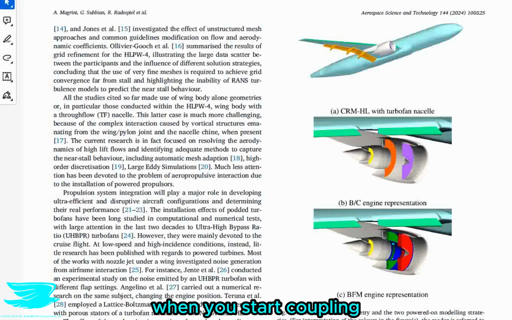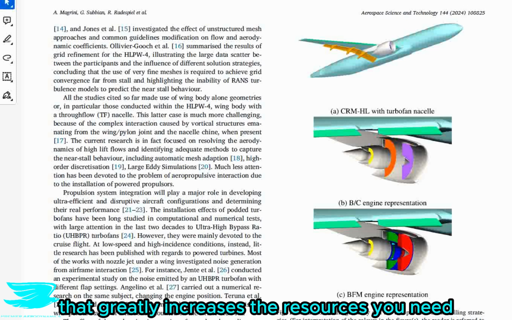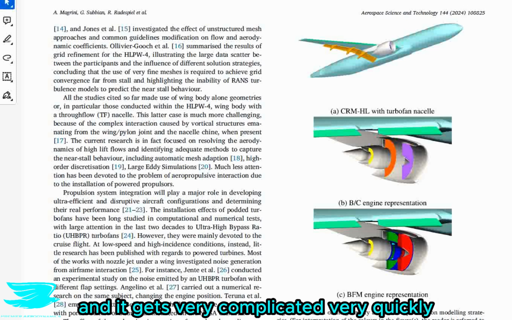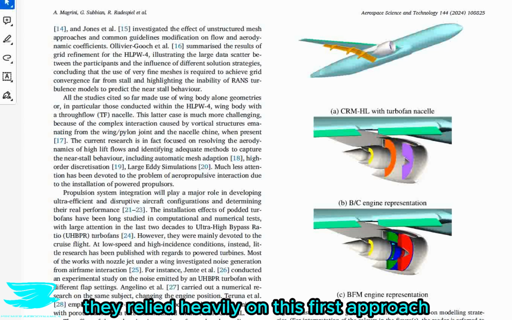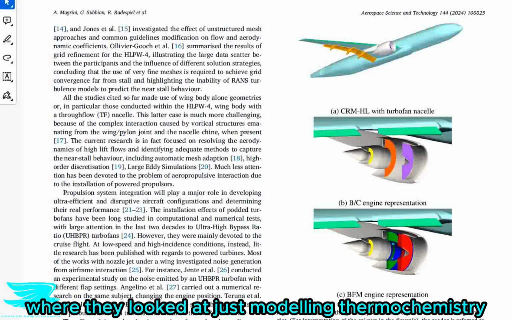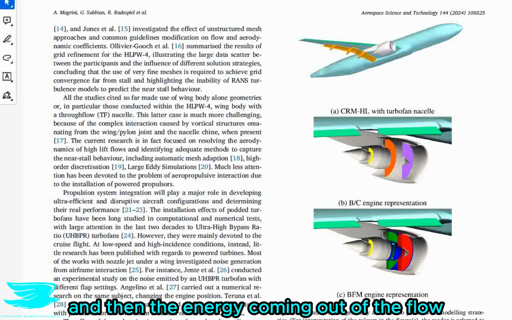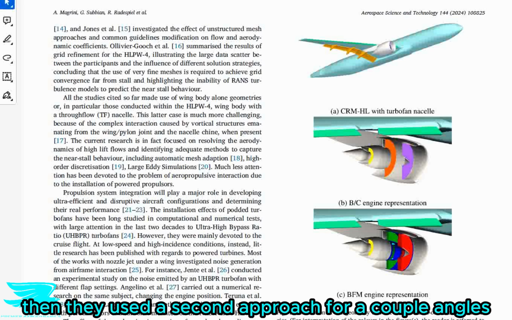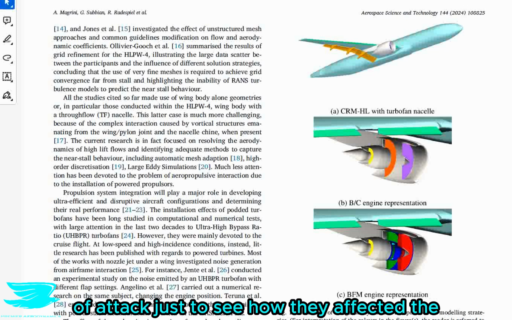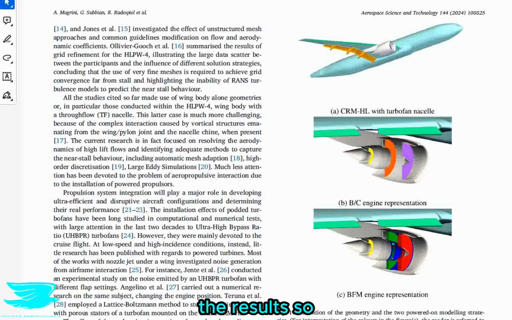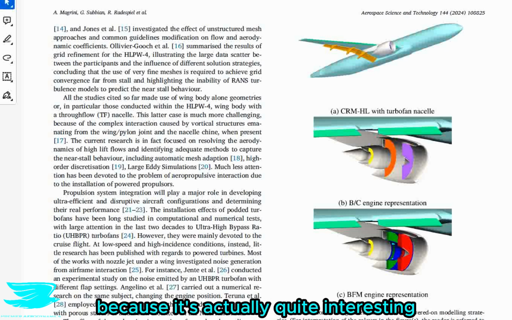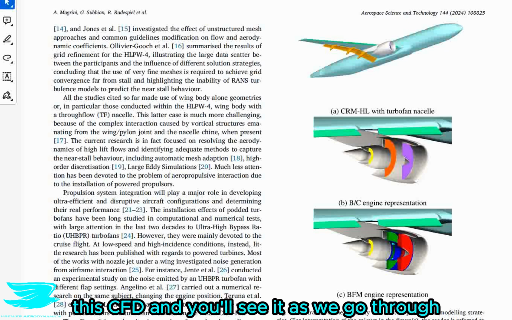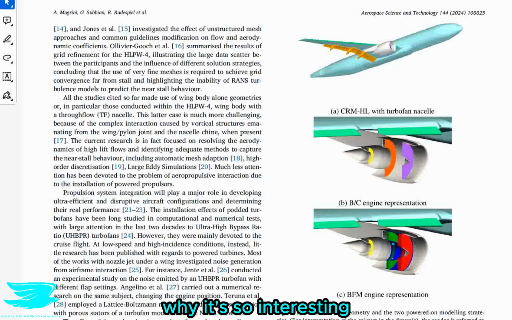When you start coupling thermochemistry in your simulations, that greatly increases the resources you need, and it gets very complicated very quickly. So for this study, they relied heavily on this first approach, where they looked at just modeling thermochemistry and then the energy coming out of the flow. Then they used a second approach for a couple of angles of attack just to see how they affected the results. So let's move on to the simulation validation results and see how well they did, because this CFD is actually quite interesting, and you'll see as we go through why it's so interesting.